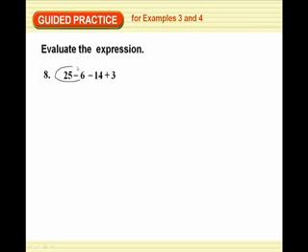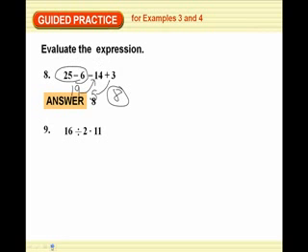Okay, evaluating this expression again, there's only addition and subtraction, so we just go in order from left to right. So here's 25 minus 6. We do that first, which is 19. 19 minus 14 is 5. And 5 plus 3 is 8. So the answer is 8. I just went in order from left to right.